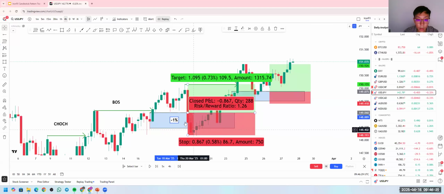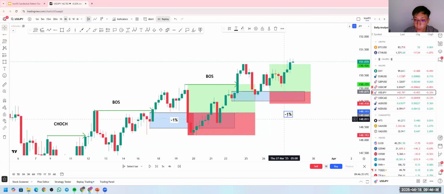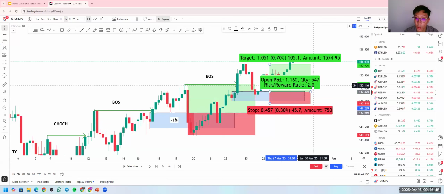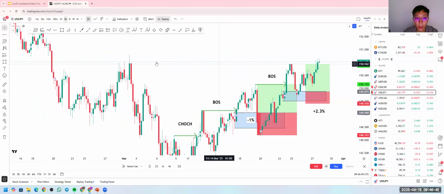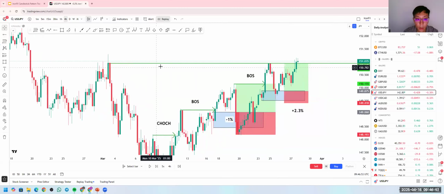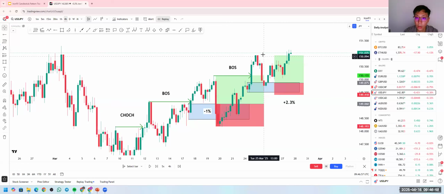So here we were already minus 1%, but here we have gained plus 2.3%, because of the 1:2.3 risk to reward ratio. Don't be greedy. This is a very nice level of obstacle over here, so if price breaks, that's good. So again, here, let's see.